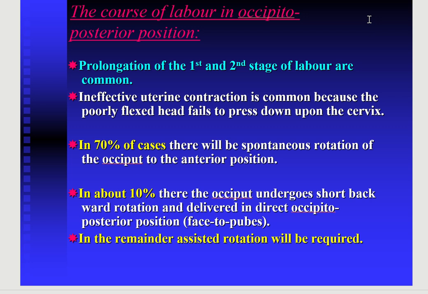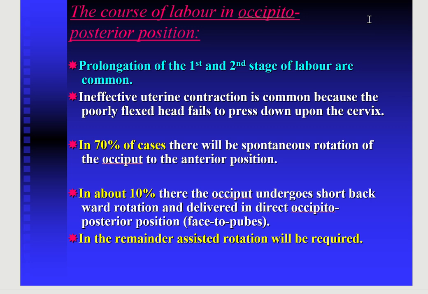In case of occipito-posterior position, there is a prolongation of the first and second stage of labor. In 70% of the cases, there will be a spontaneous rotation of the occiput to the anterior position. However, in 10% of the cases, the occiput undergoes a short backward rotation and delivers in occipito-posterior position, that is called face to pubes. In the remaining cases, there will be an assisted rotation.